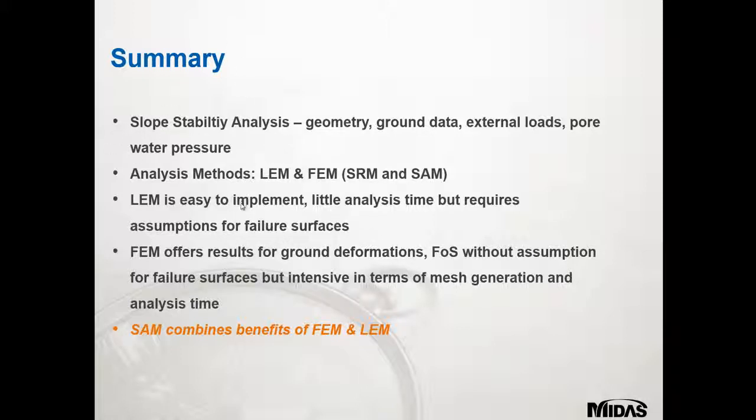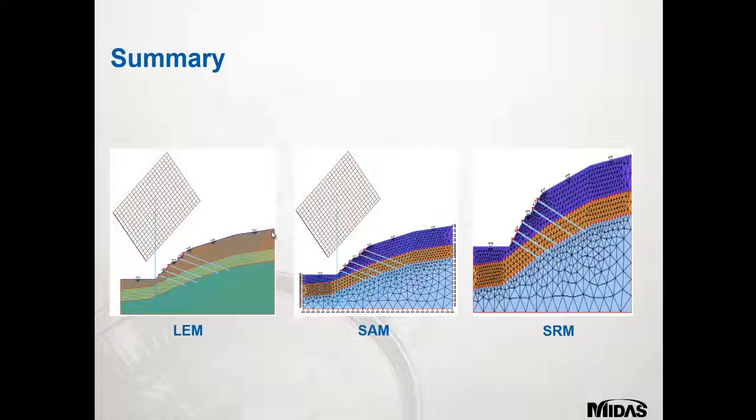The strength reduction method combines the benefits of the finite element method and the limit equilibrium method. So as you can see from the illustrated diagrams on the screen, you can combine all three and you only have to create one model in SoilWorks.